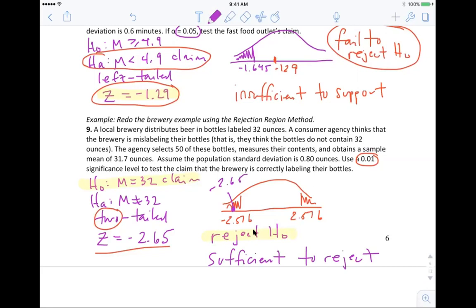Okay, so that's the rejection region method, a little different. Notice you're not finding p-values there, you're finding critical values. But the solutions and the final answers would be the same.